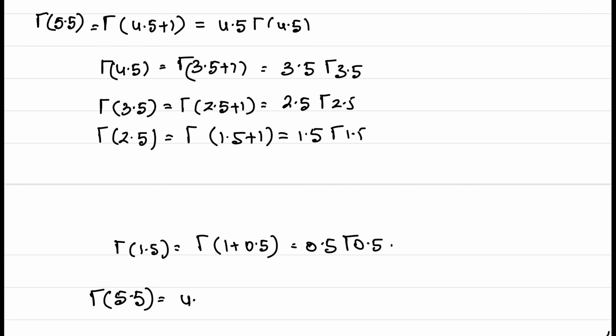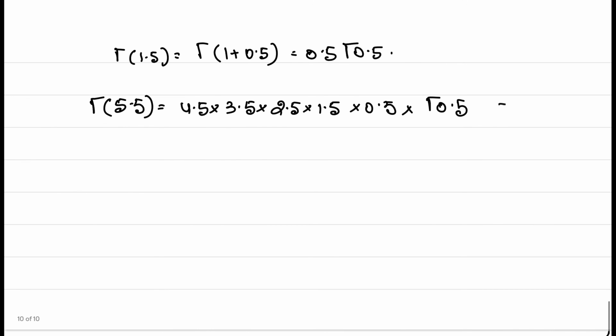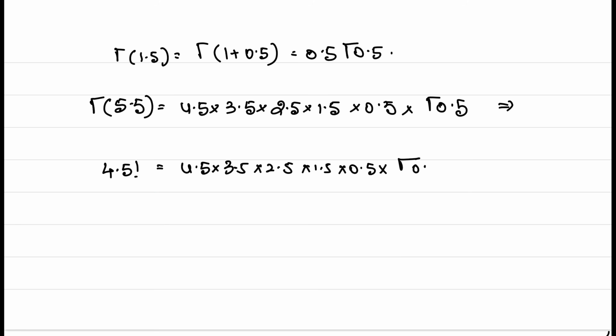The whole can be written as 4.5 into 3.5 into 2.5 into 1.5 into 0.5 into gamma 0.5. That implies gamma 5.5 is nothing but 4.5 factorial, that is equal to 4.5 into 3.5 into 2.5 into 1.5 into 0.5 into gamma 0.5.